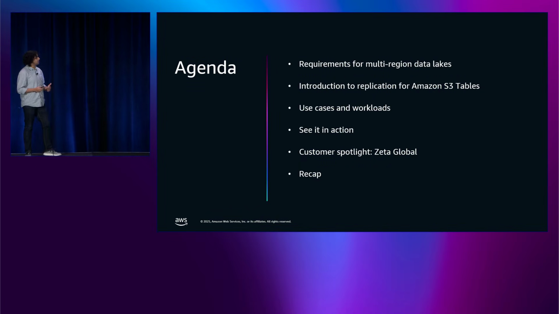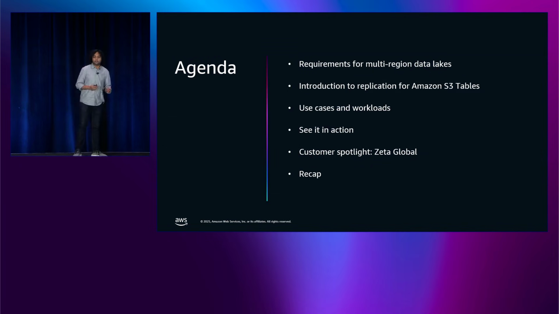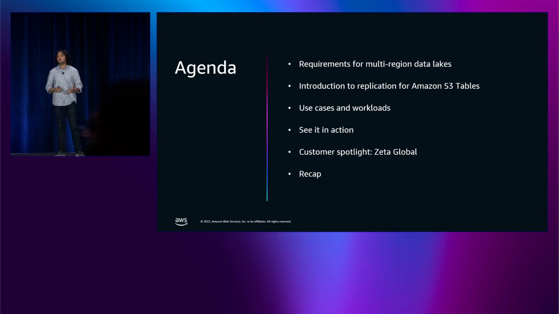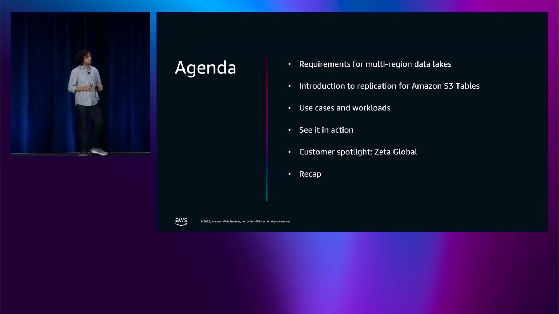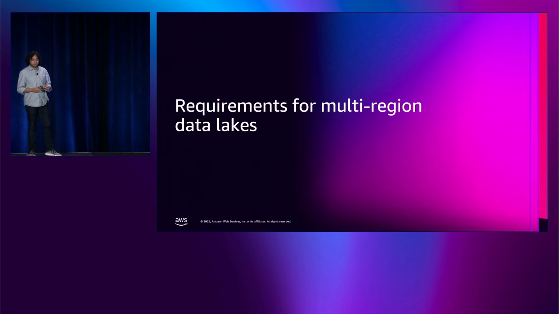Now, in the next 50 minutes, here's what we are going to cover. So first of all, we are going to see why you even need a multi-region data lake in the first place. Then we'll talk a little bit about S3 Tables. We'll introduce the new offering, which is replication support for S3 Tables, look at some of the use cases and workloads where you can apply them, and then we'll have Nikos walk us through the feature with a few demos. Finally, we'll hear from Somil, who's been using S3 Tables in production throughout this year at Zeta Global, and how he plans to use the replication support as they grow into multiple regions. So with that, let's get started.